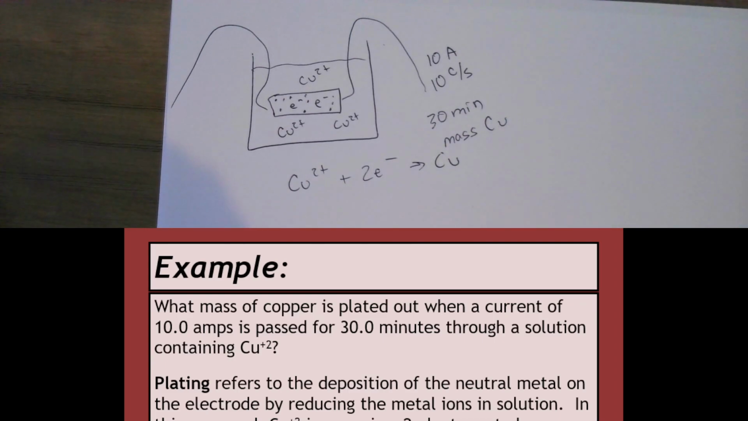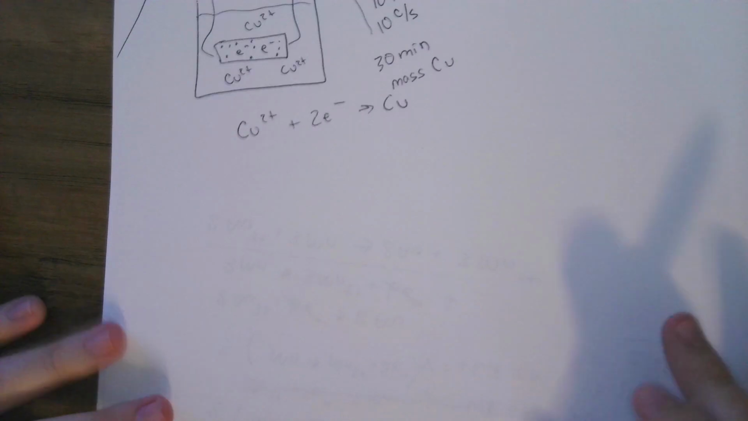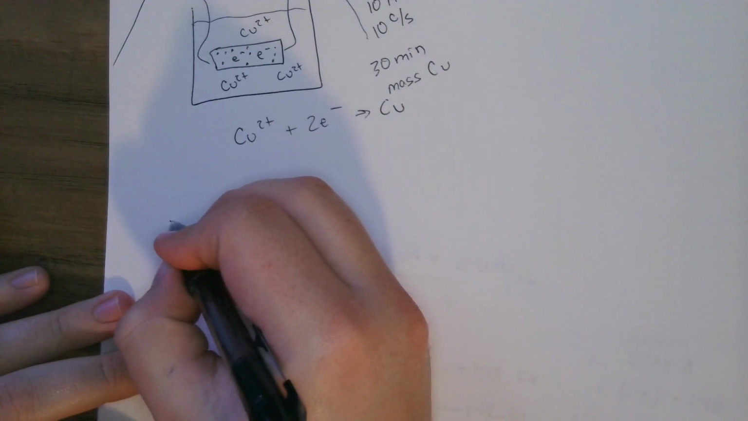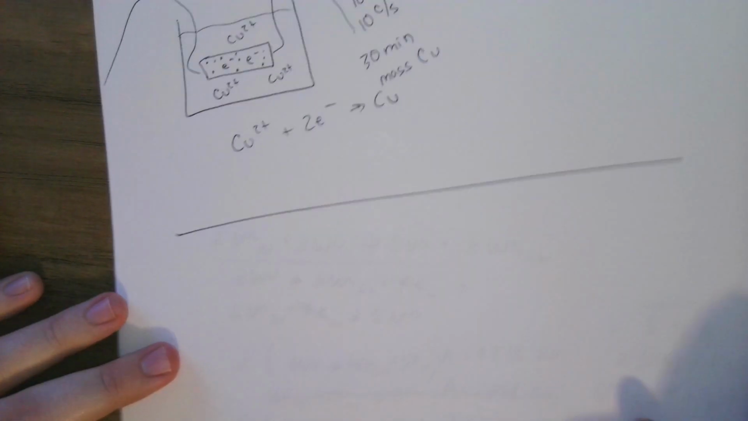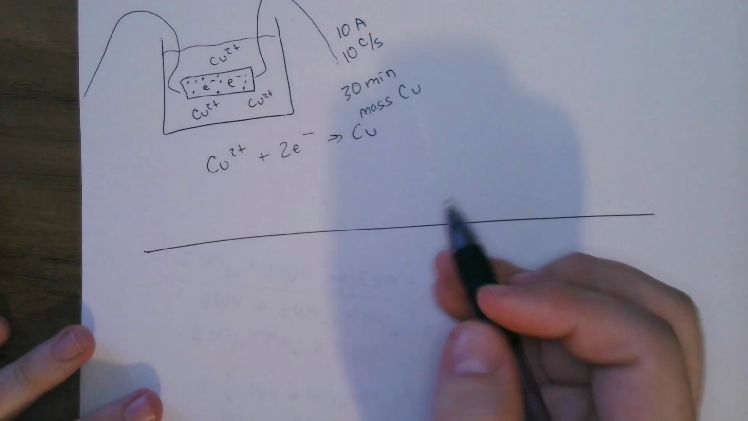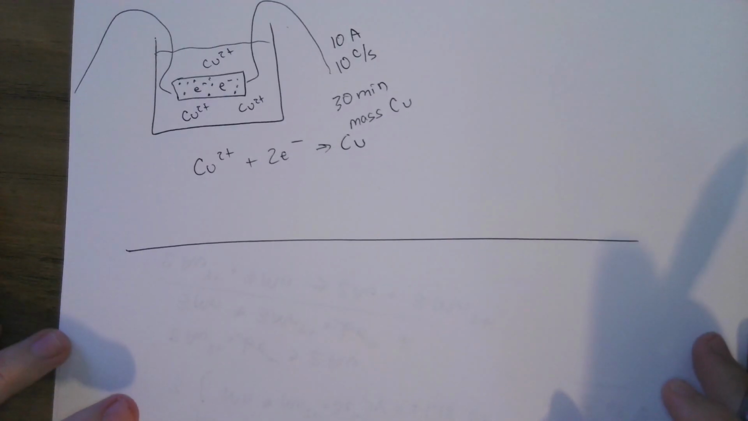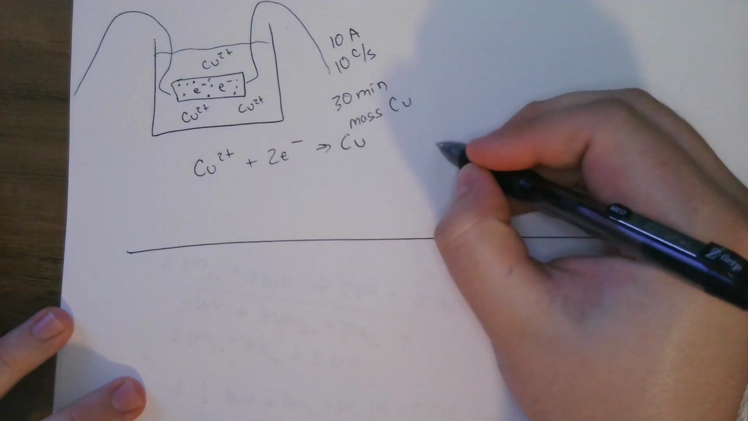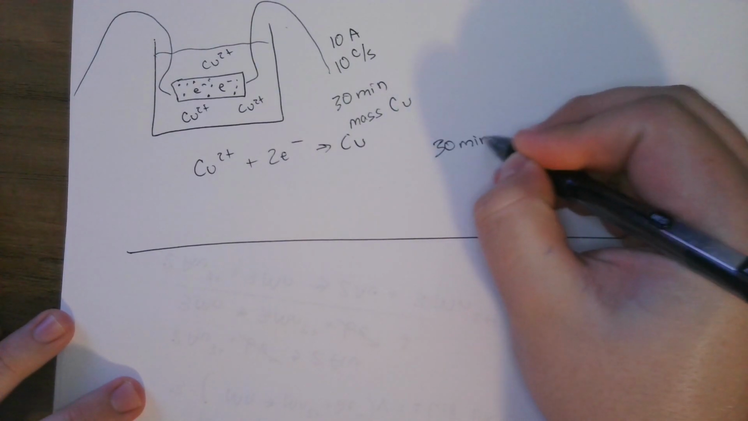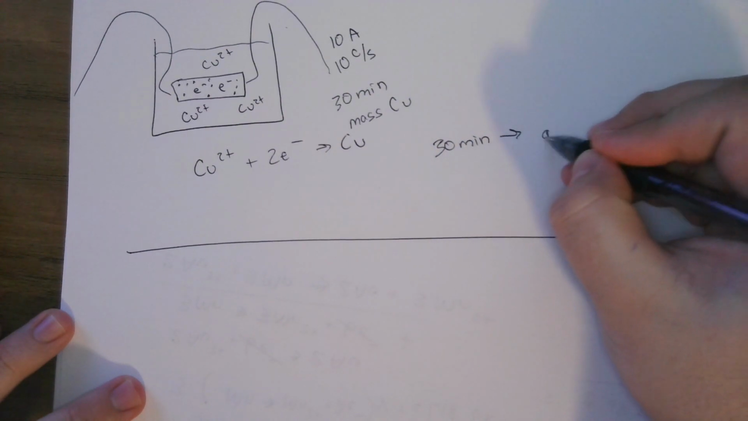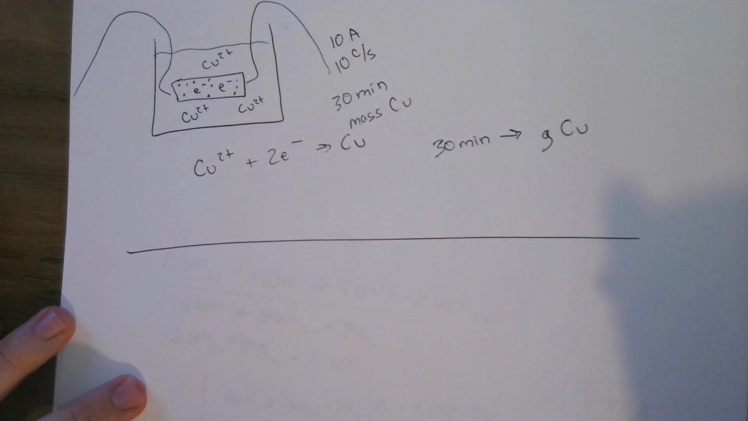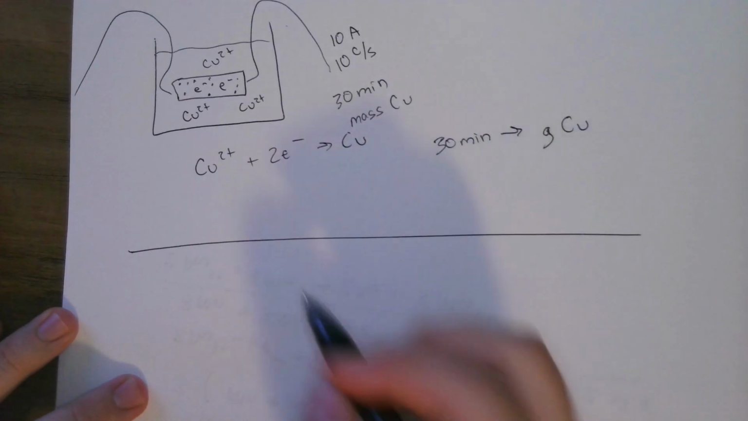So what we're actually going to do here is some train tracks. We're going to do a stoichiometry problem. So we're actually going to start with the amount of time. That's the variable that we're changing. That's the number from the question. We want to go from 30 minutes, convert it into grams of Cu, which sounds weird. So let's talk about how to do that.